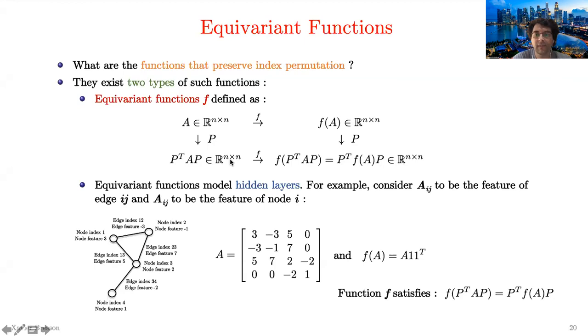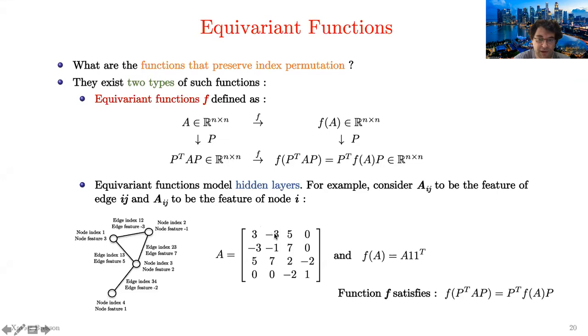Here I can give you an example. Let's say I have a graph which is here, and the graph is going to be represented by a matrix A. So A_ij will be the feature for the edge ij. So for example, for the node index 1 and the node index 2, which are here, the edge feature is 1, 2, and the value is minus 3. This is 1, 2, this is minus 3.